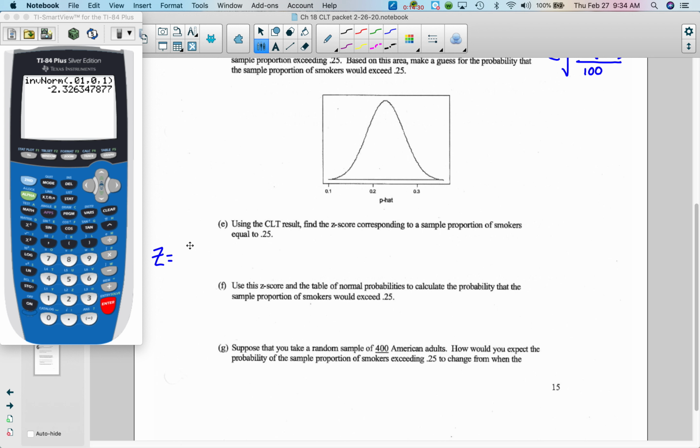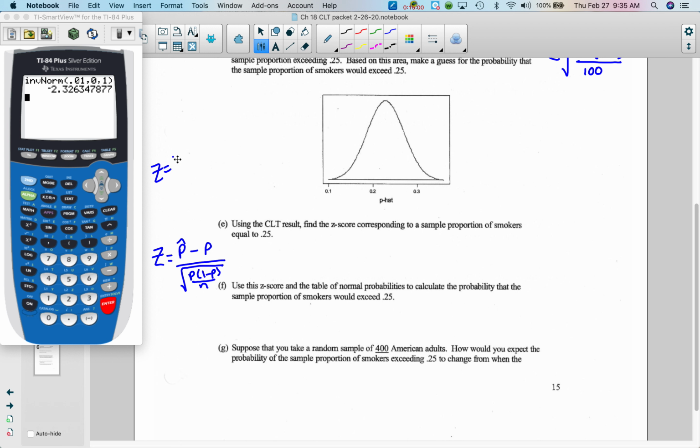We're going to have our p hat minus our mu sub p, which is just p, over the square root of p times 1 minus p over n. So this is our formula. Remember, this is in general.